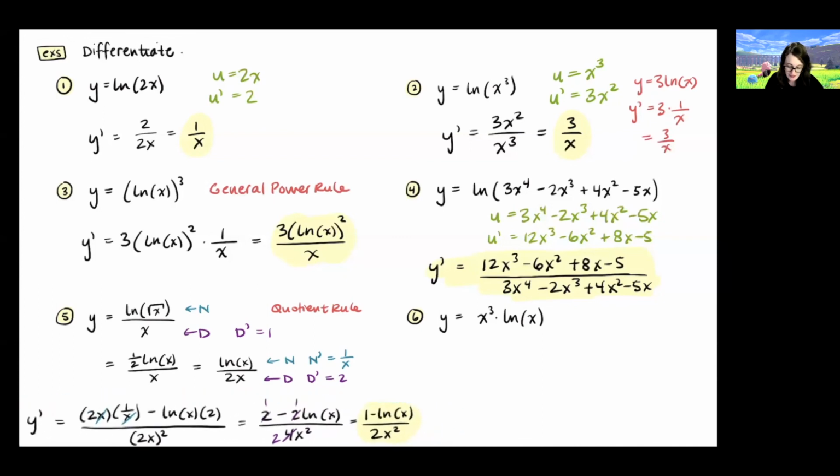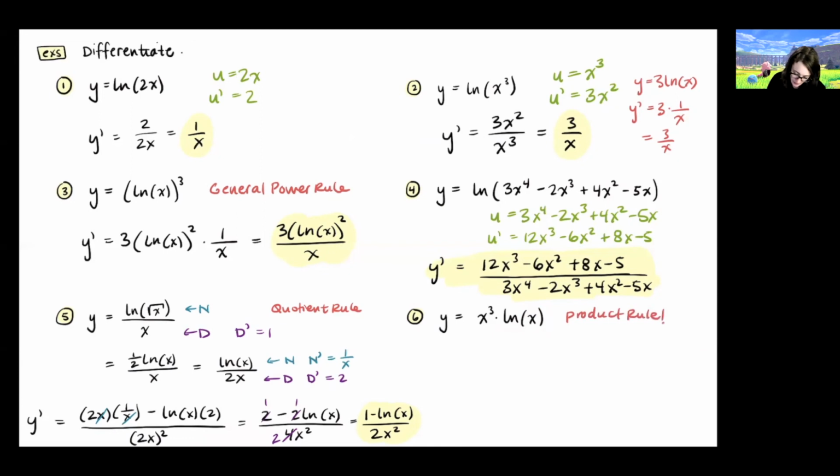All right, example number 6 is y equals x to the third times the natural log of x. Now here we need the product rule. And I don't think there's anything really to do here with simplifying the natural log, because it's already just x in here. When that's the case, that's the best case scenario: simplify things inside of the natural log. So let's just get started using our product rule formula.